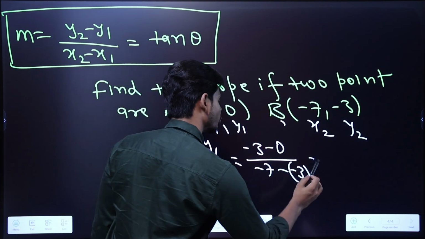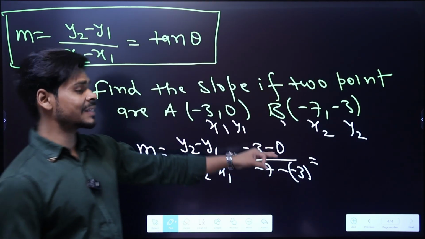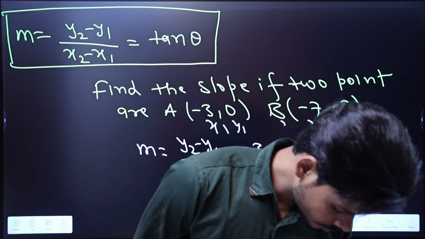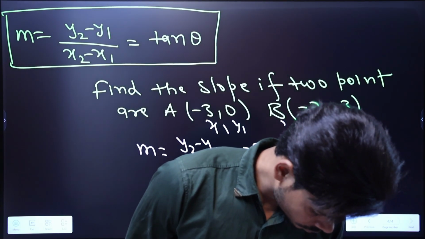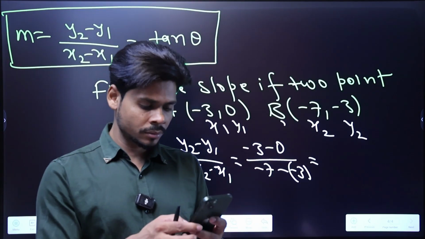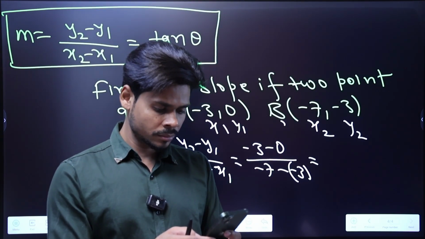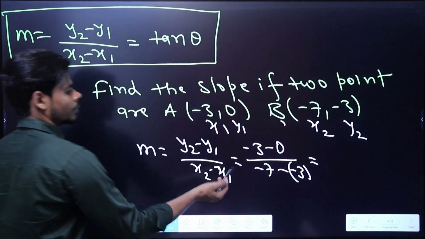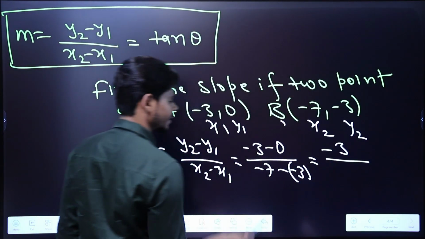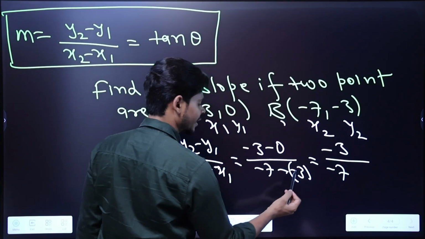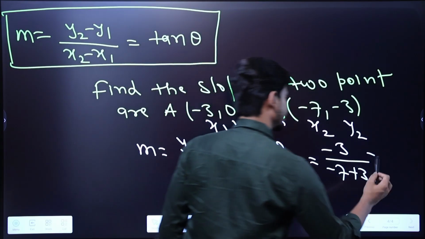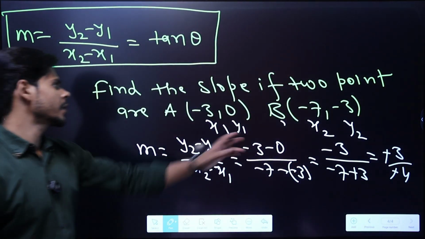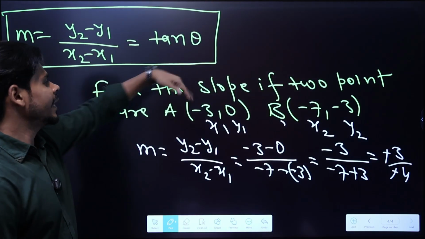It is important to note over here, because sometimes students make silly mistakes when they do calculations. So it is minus 3 whole divided by minus 7, and this negative will become positive, so it will be minus 3 divided by minus 4. So the answer is 3 upon 4. So this is the slope. I hope you guys got it, right?